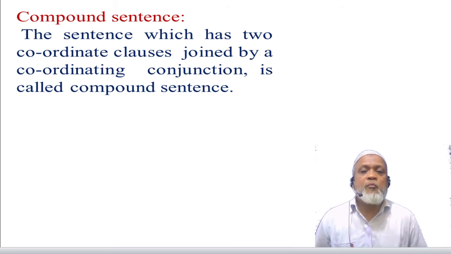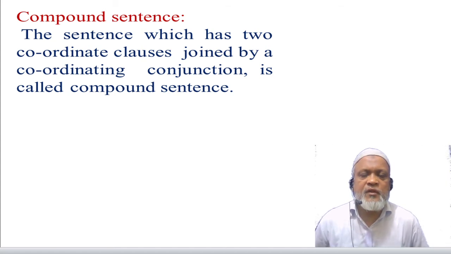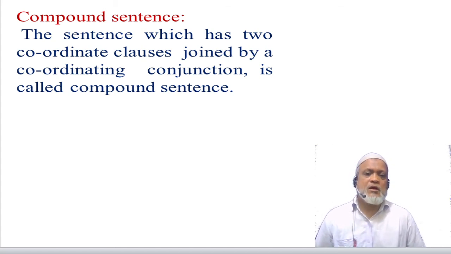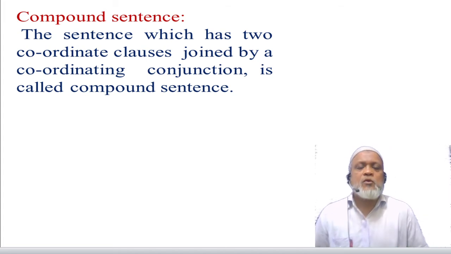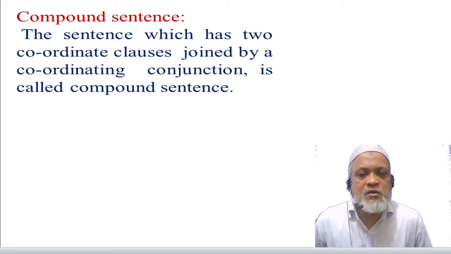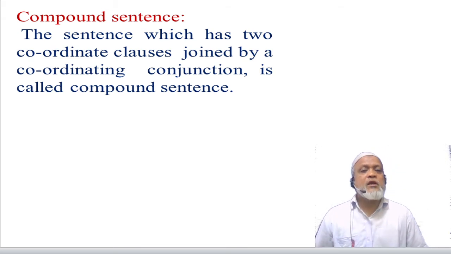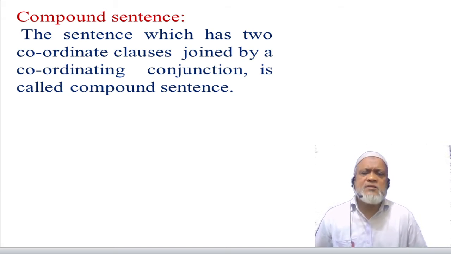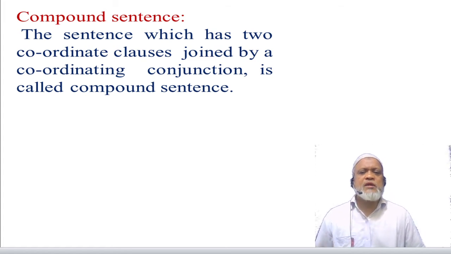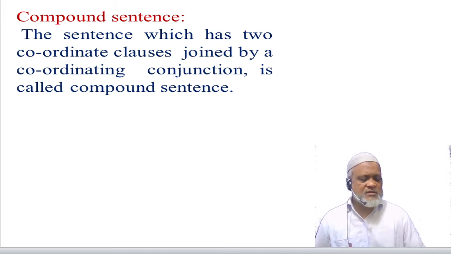Then compound sentence. The compound sentence is a type of sentence which has at least two finite verbs and two clauses, and both the clauses must be coordinate clauses, and a coordinating conjunction joins the two clauses. We may say the sentence which has two coordinate clauses joined by a coordinating conjunction is called a compound sentence.